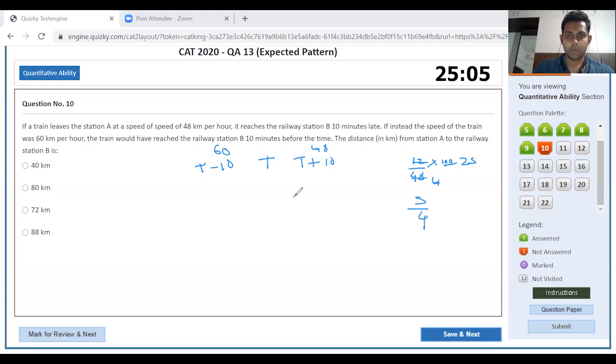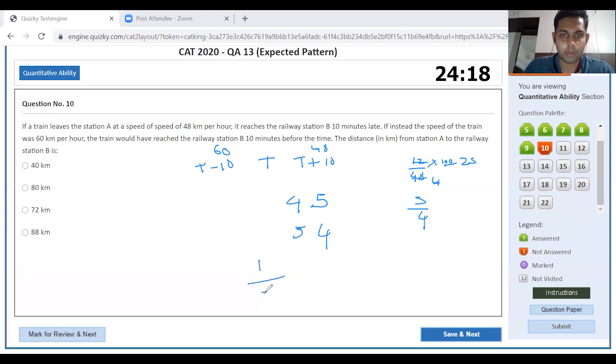So previous speed was 4. The current speed is 5. Right? So previous time and speed, when distance is constant, it becomes vice versa. So time is 5, this is 4. Okay, so once this is considered, then I just need to check the difference between the original times, right? So 5 minus 4 is 1.